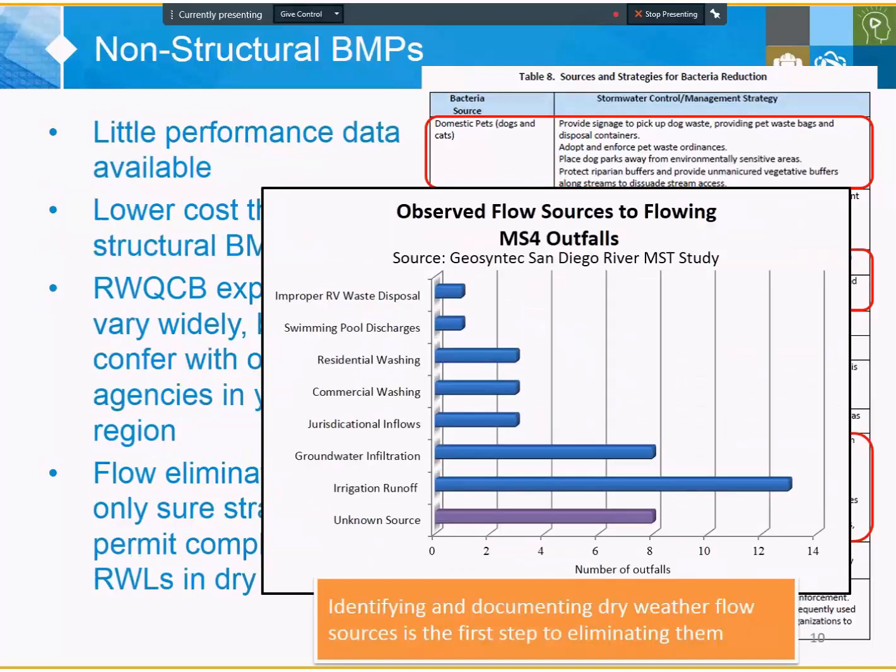And one of the first steps in abating dry weather flows is to identify and document where they're coming from. This then allows you to guide your water waste ordinance prohibitions, to know which prohibitions to include, and allows you to then target your water waste outreach and inspection programs to these specific sources within your jurisdiction.